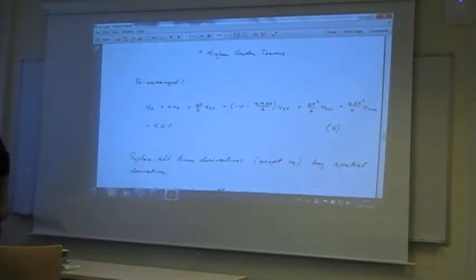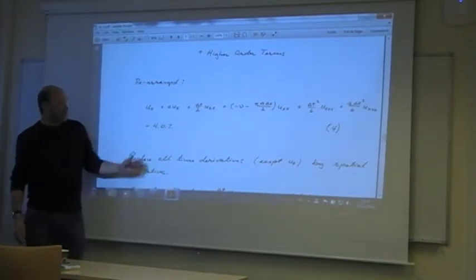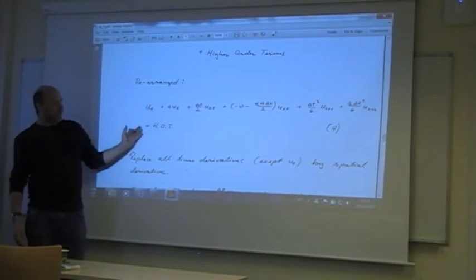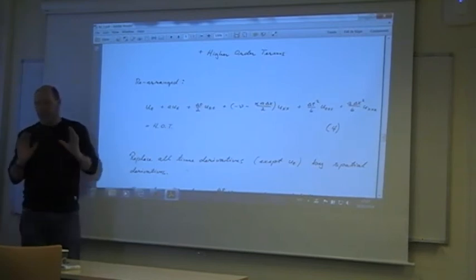Again, rearrange this equation. So I write it in this form, all the terms, and then equal to something that should be equal to 0. And now we start seeking the pure modified equation.